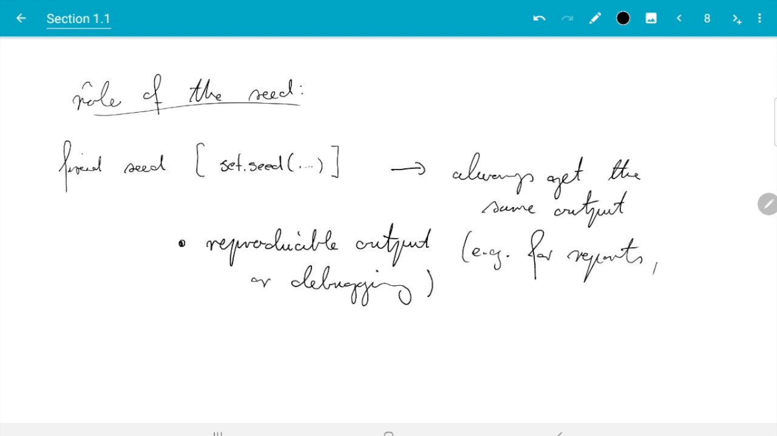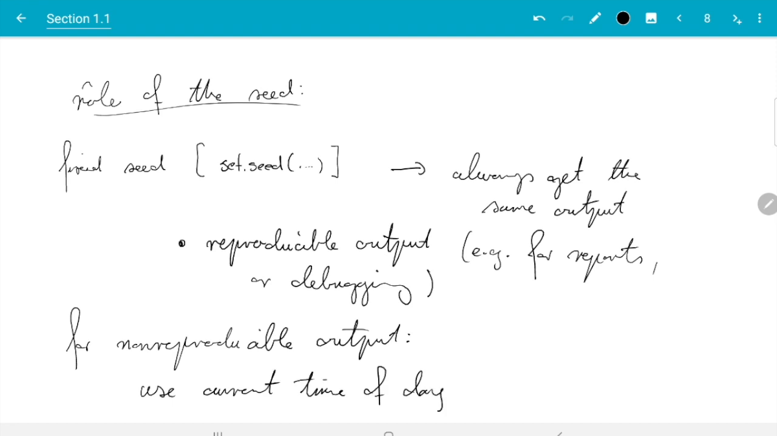And if you want something which really looks more like a random number, so if we run our program twice, it gives different outputs, that could be used, like for a game where you don't want the same thing to happen every time you run the game, or just to make it look more random, what people do is they use some quantity like the current time of day as a seed. So for non-reproducible output, use the current time of day and so on as a seed.